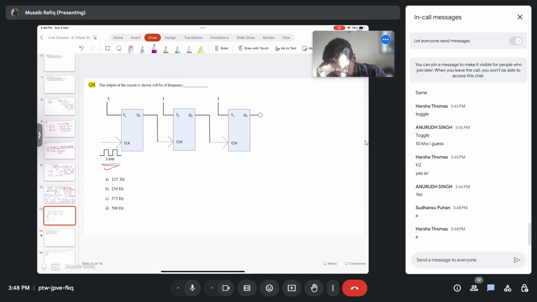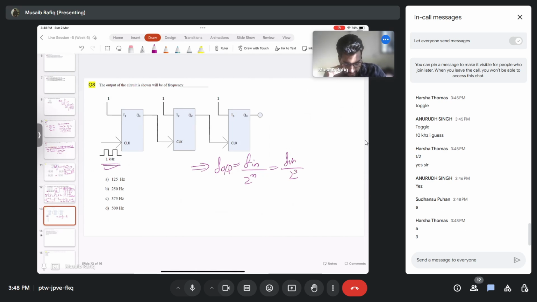Correct. Option A is correct. So a simple solution is this: f output will simply be equal to f input divided by 2 raised to the power n. How much is n? 3. And f input is 1k, so 1 by 2 raised to the power 3, which is 8, and this is equal to 0.125 kilohertz, and that is equal to 125 hertz. Option A is correct. You can also draw waveforms for this, and you can see how it works.